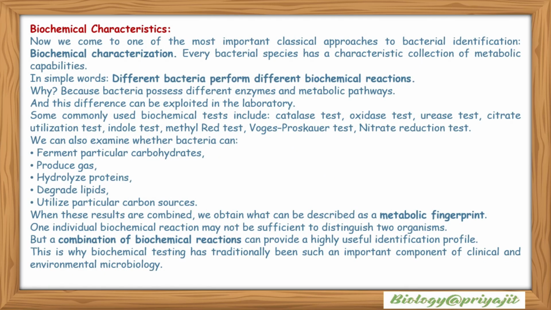Biochemical characters. Now we come to one of the most important classical approaches to bacterial identification, that is biochemical characterization. Every bacterial species has a characteristic collection of metabolic capabilities. In simple words, different bacteria perform different biochemical reactions. Why? Because bacteria possess different enzymes and metabolic pathways, and these differences can be exploited in the laboratory.